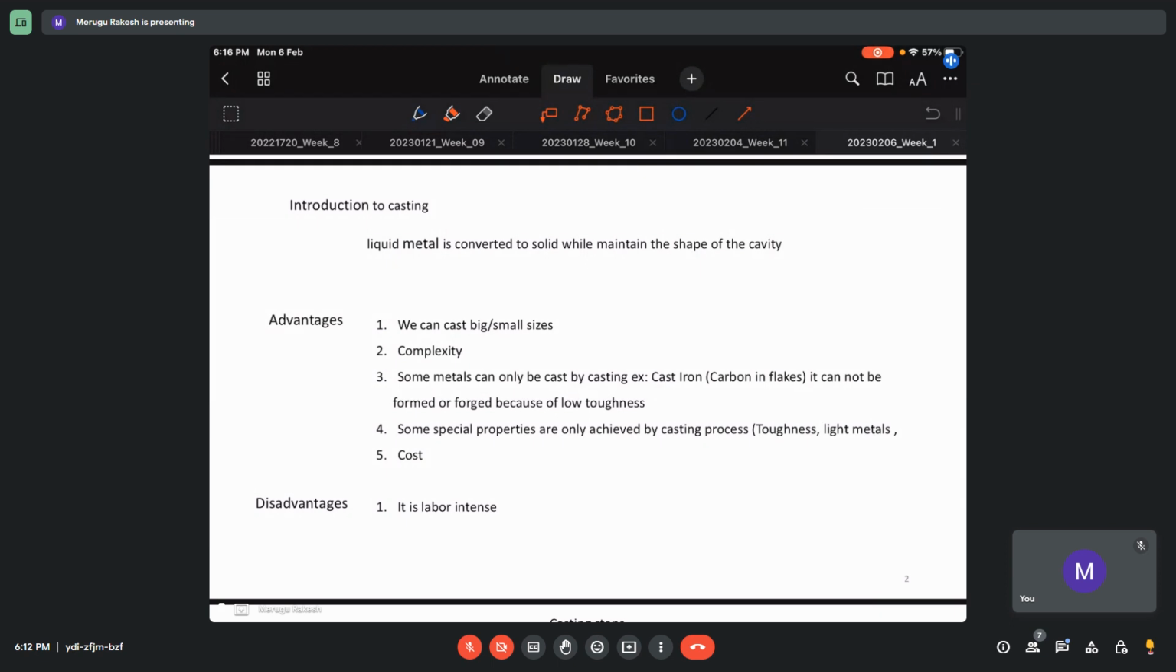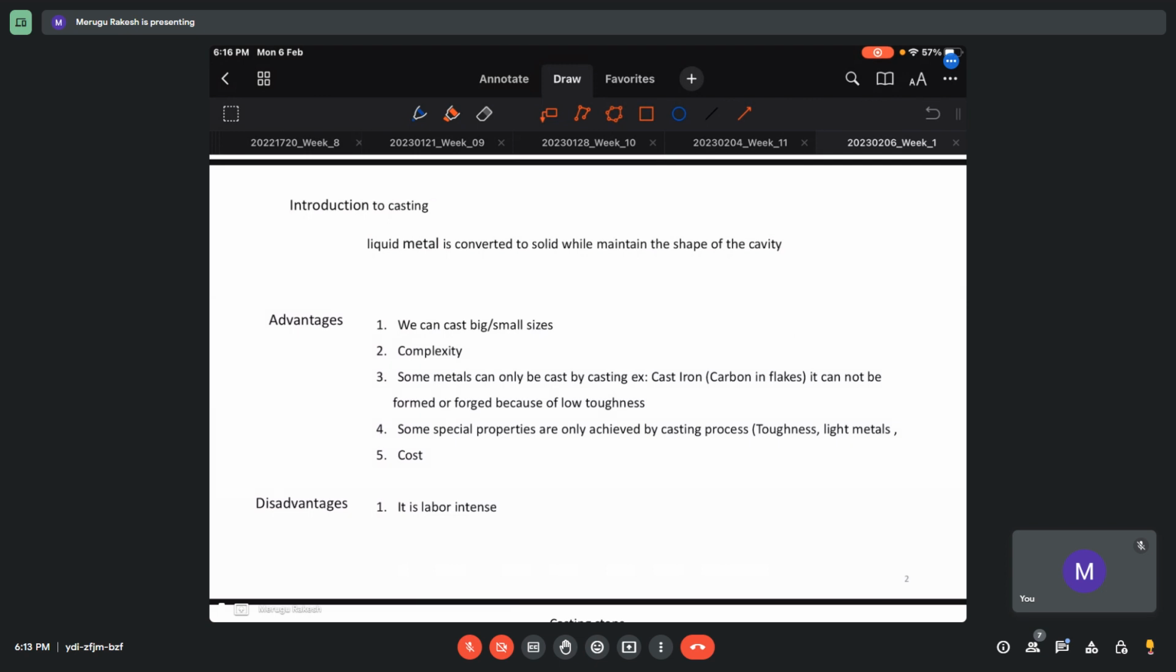I think everyone is aware of casting technology, I hope. Generally this is a very simple process, a very old process, you can say. This was the starting process of manufacturing, and still today it is used, even though there are new technologies evolving. If you see casting, there are so many things involved in it.